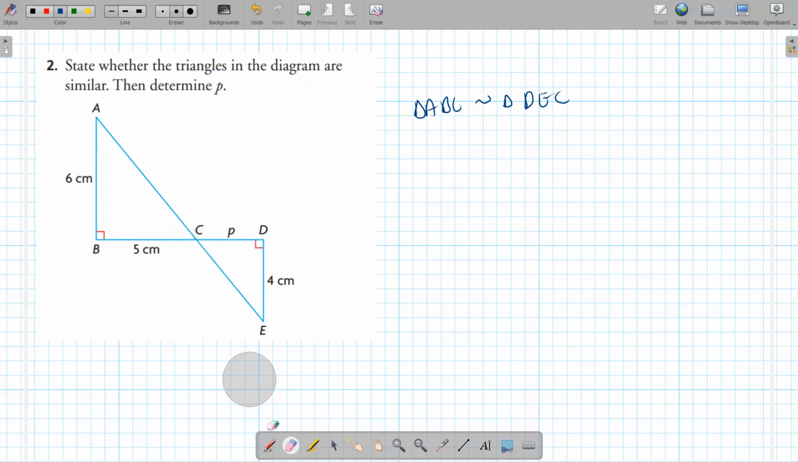The next question asks to find what P is. In order to find P, we first need to find the scale factor. What's going to be the scale factor here? 1.5. How did you get that? 6 over 4? All right. If K, the scale factor, is 1.5, what's P going to be?